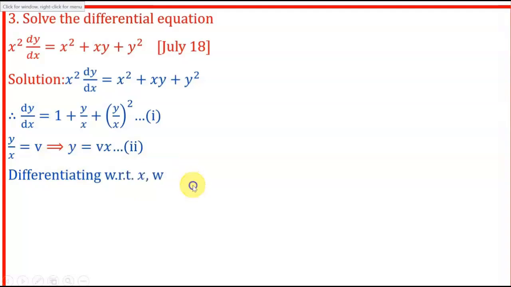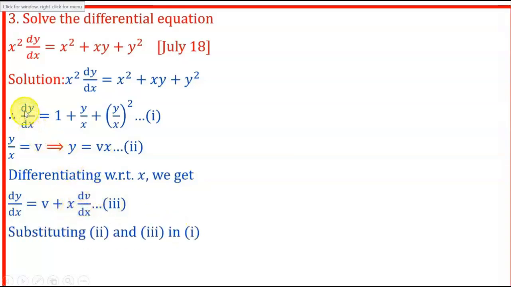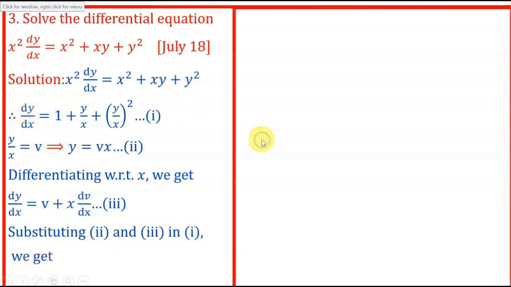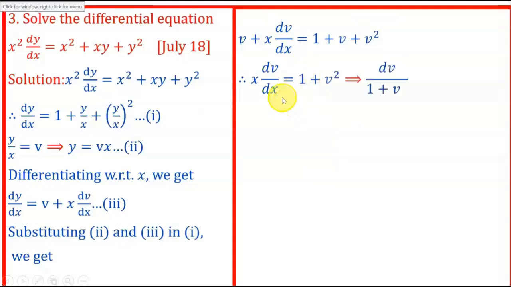Now differentiate this again with respect to x. Same type of examples. dy by dx is equal to v plus x into dv by dx. Now substitute the values in equation 1. We get v plus x into dv by dx is equal to 1 plus v plus v square. On both sides, v will get cancelled. x into dv by dx is equal to 1 plus v square.